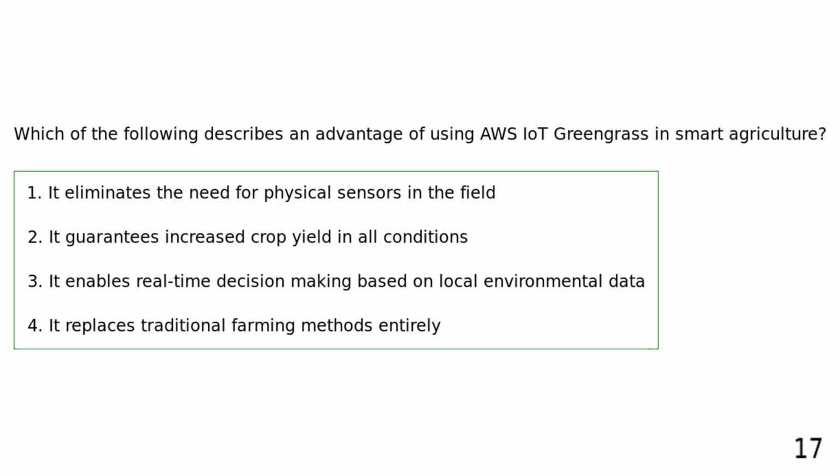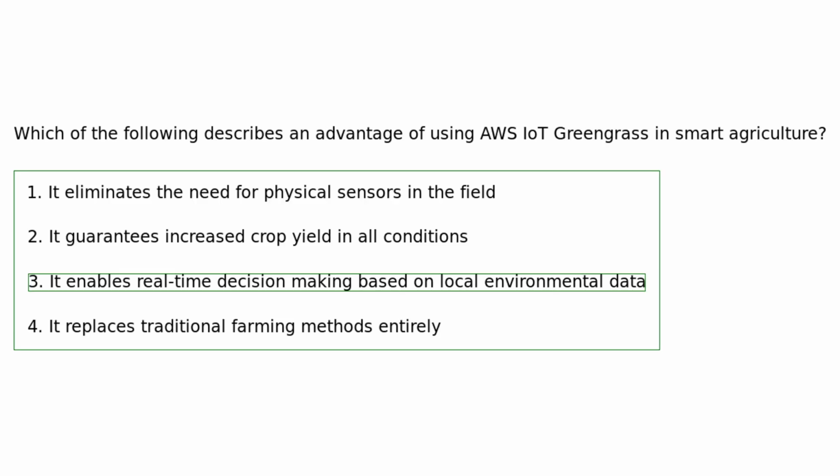It eliminates the need for physical sensors in the field. It guarantees increased crop yield in all conditions. It enables real-time decision-making based on local environmental data. It replaces traditional farming methods entirely. In smart agriculture, AWS IoT Greengrass enables real-time decision-making based on local environmental data from sensors, allowing timely responses to changing conditions without constant cloud connectivity.